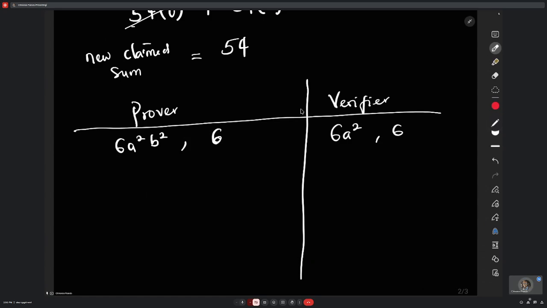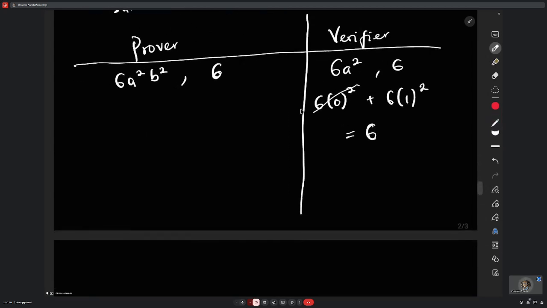Are we together? Okay. So the verifier evaluates 6a square at 0 and 1. This zeroes out, right? And he gets 6. 6 is equal to the claimed sum the prover said. So the verifier samples a random challenge r equal to 3.